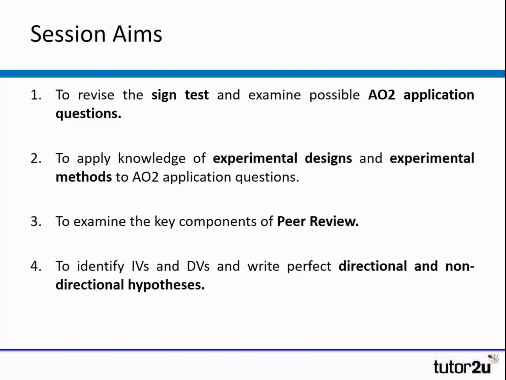We're going to start by revising the sign test, an area that many students are not particular fans of, and look at possible application questions that can come up there. We're then going to look at the difference between experimental designs and experimental methods. We're then going to look at some key components of peer review and see if we can find an easy way to memorise those different key components.